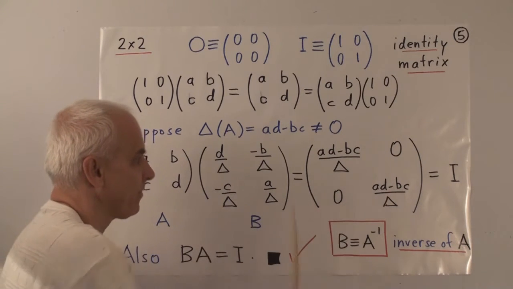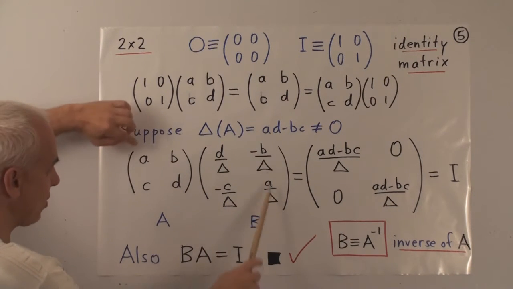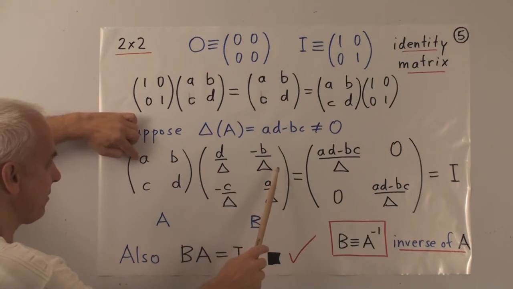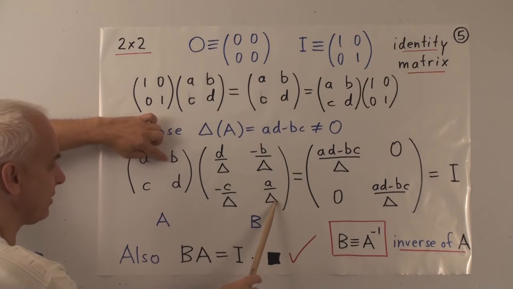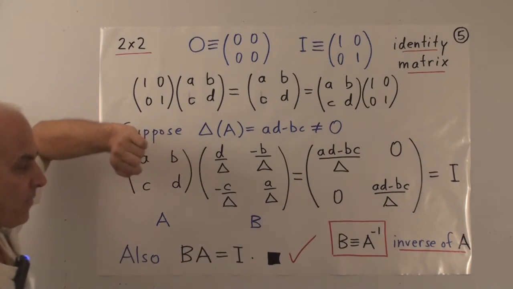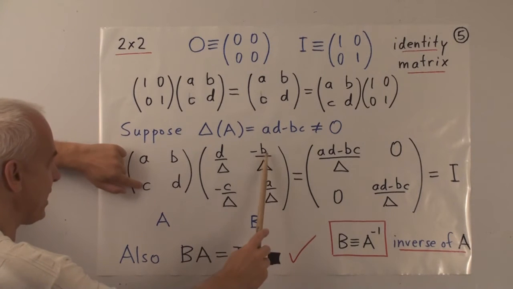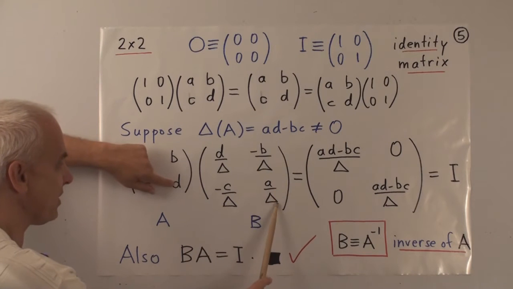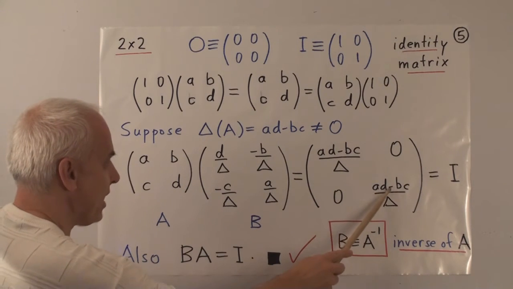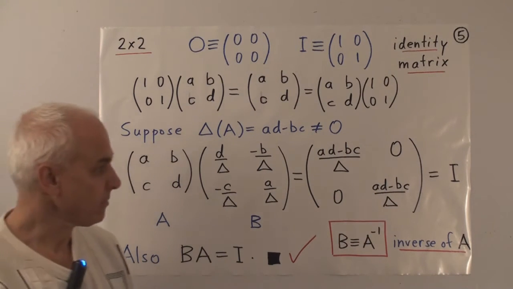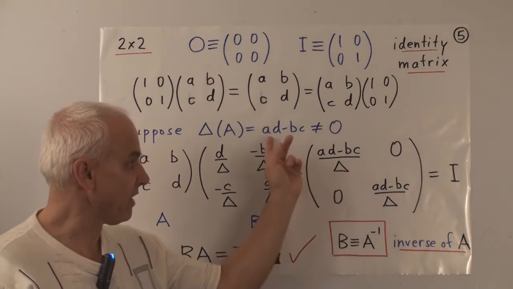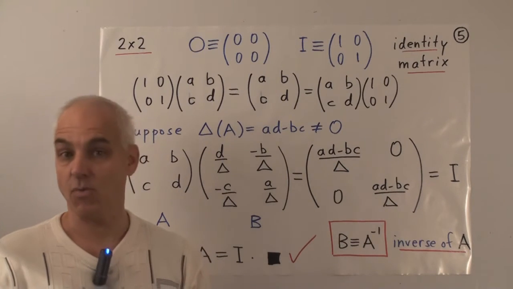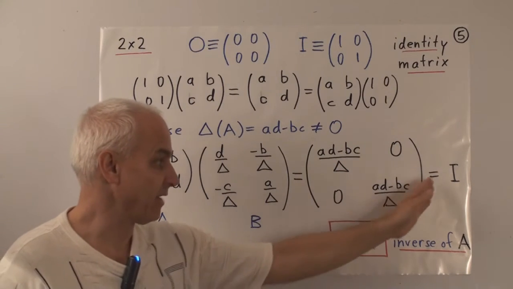What about the second column? The second column we get by taking the second column and multiplying it first by the first row. A times minus B over delta plus B times A over delta. They cancel out also, we get 0. And finally down here, minus B times C over delta plus D times A over delta. Well, that's AD minus BC over delta. But when we look at this, the delta is by definition AD minus BC. So these numbers here on the diagonal are just 1. And we do indeed get the identity matrix.